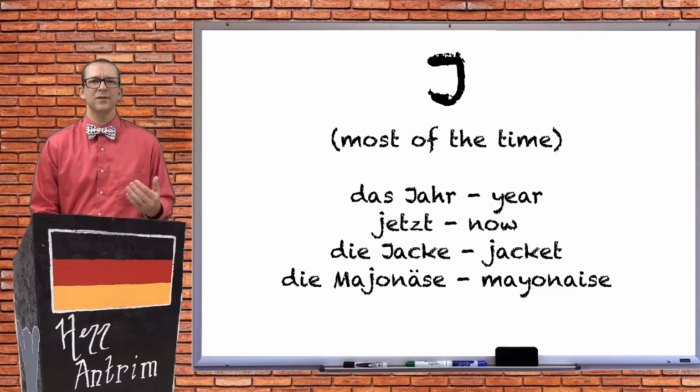J is almost always pronounced as J. It sounds more like the English Y than it does the letter J in English. For instance, ja, jetzt, Jacke, Mayonnaise.